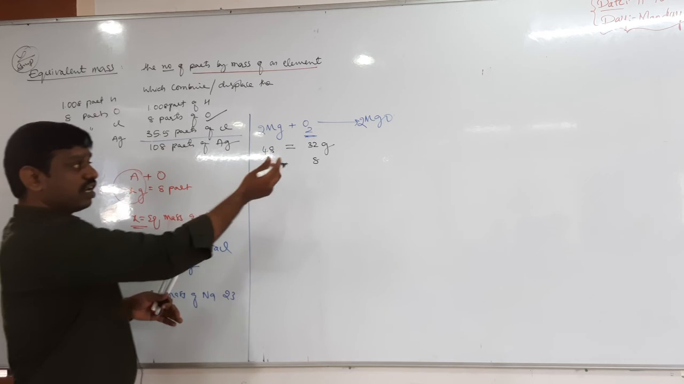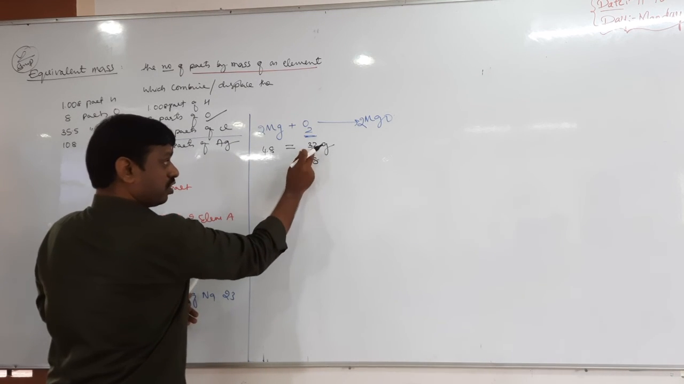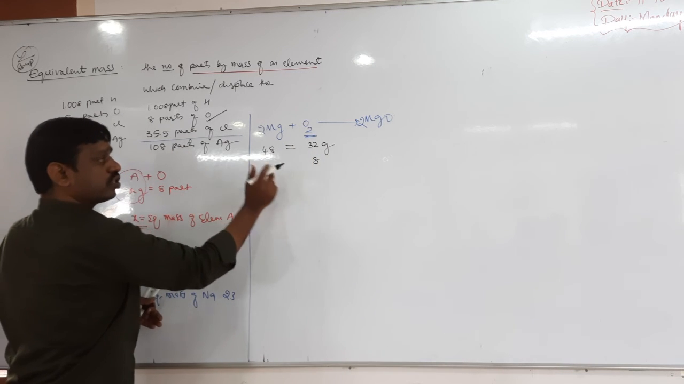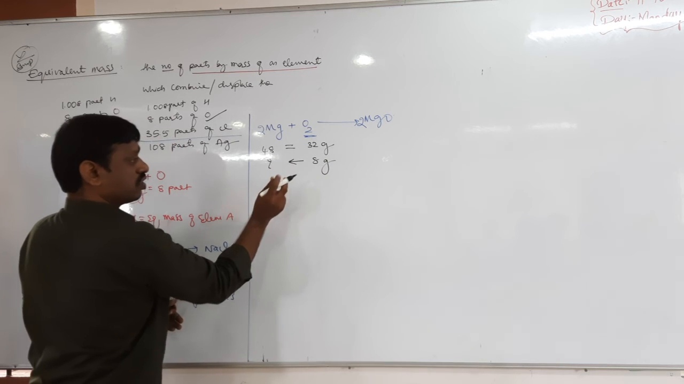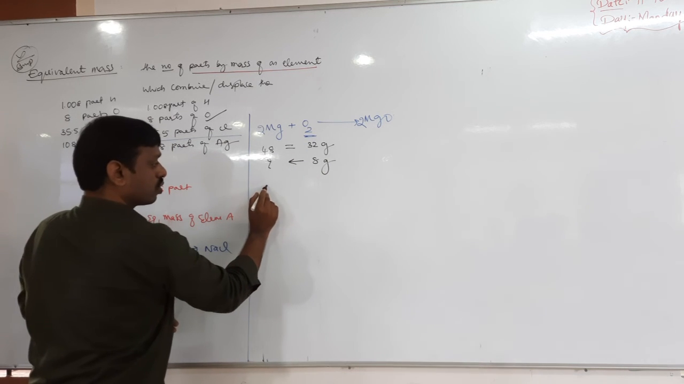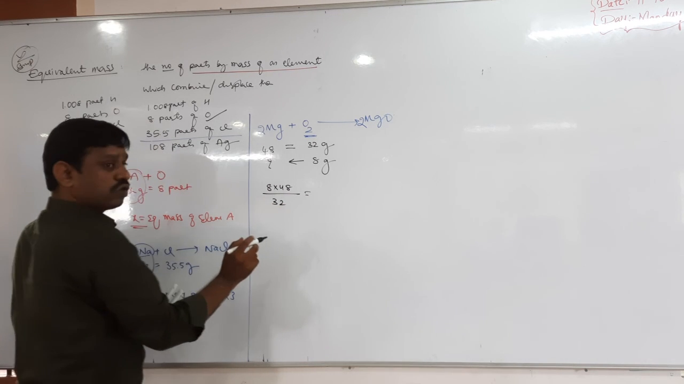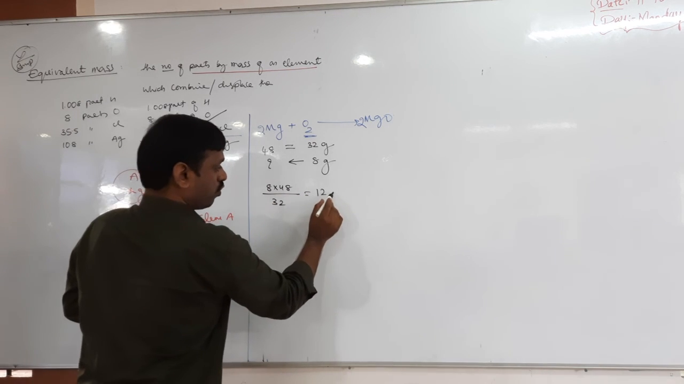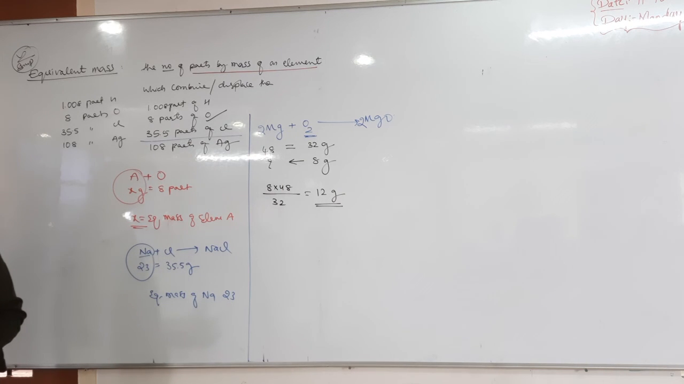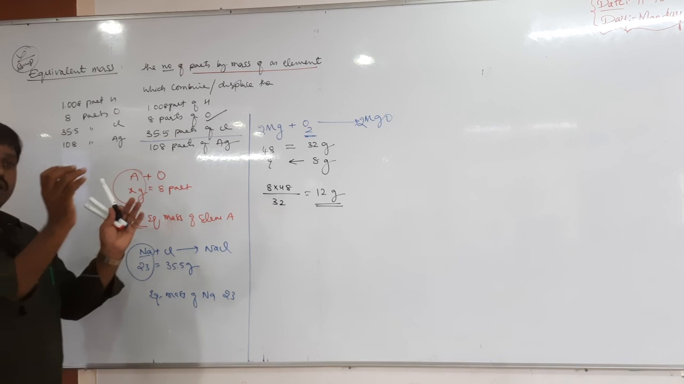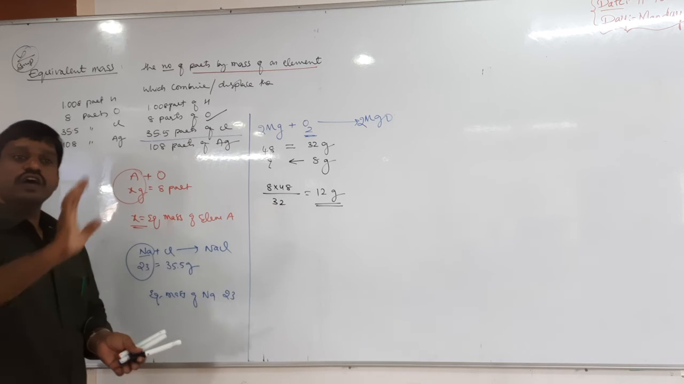This equivalent mass of the oxygen is always combining with the equivalent mass of it. Therefore, 32 grams combining with 48 grams, then X gram or 8 gram is combining with how many grams? So 8 into 48 divided by 32, which equals 12. So 12 gram is the equivalent mass of magnesium. It means that the equivalent mass of one element is always combined with the equivalent mass of another element.